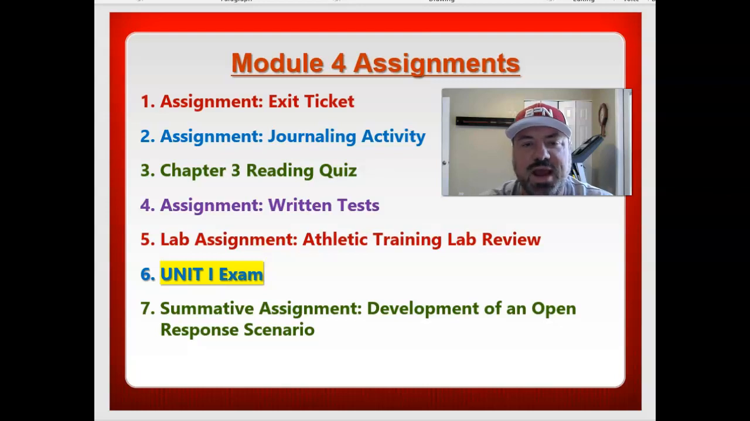And then we'll come back after the exam and do a summative assignment. We're going to do an activity, get together in class, really work on this in small groups, and then you'll develop something off of that. And we're going to work on an open response scenario. We'll go through that as a group, we'll learn different ones, and then you'll actually develop one as your summative assignment or activity for Module 4.